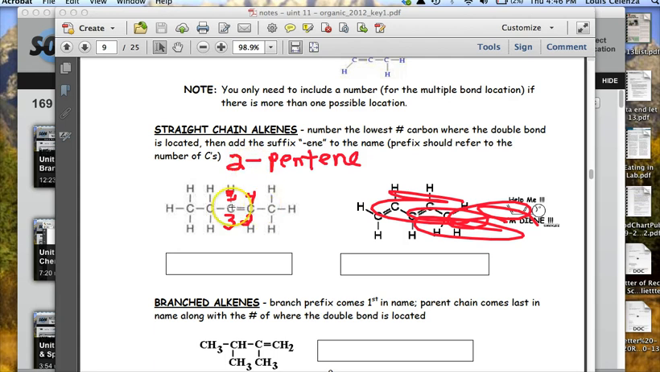Okay, now you might say, well, why don't we do the 3 and the 4? Because if you number it in this direction, that's going to give you smaller numbers, and you should always number it so that, in this case, the double bond is between carbons with the smaller numbers.